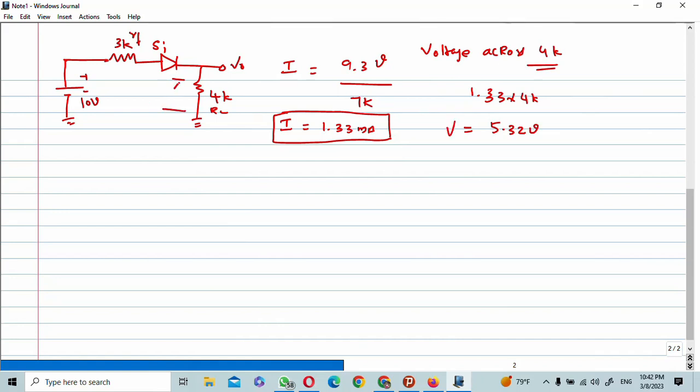Okay, that's all. This is a very basic problem. In the next lecture video, we are going to discuss some other problems related to diode circuits.